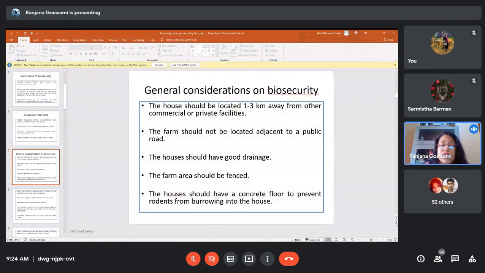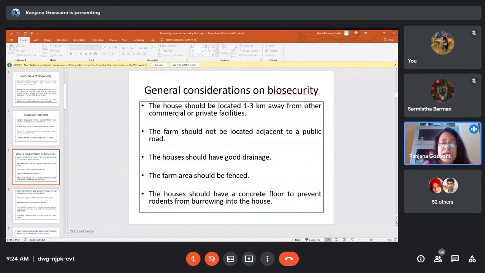The farm should not be located adjacent to a public road. Okay, the main road, you should avoid having the farm just adjacent to the main road, but the farm should have accessibility to roads. Okay, so the main highway or such roads, those farms should not be nearby the highways or the main roads.